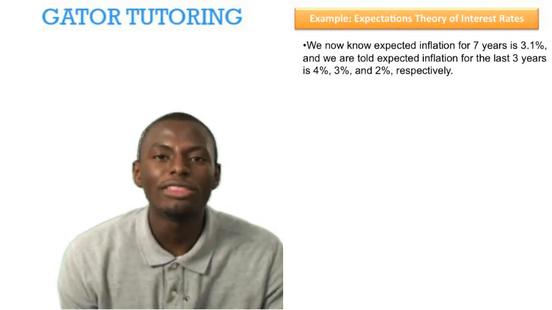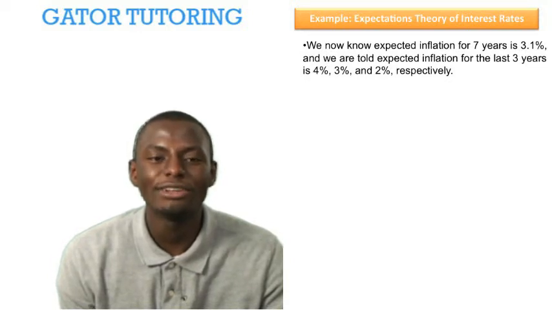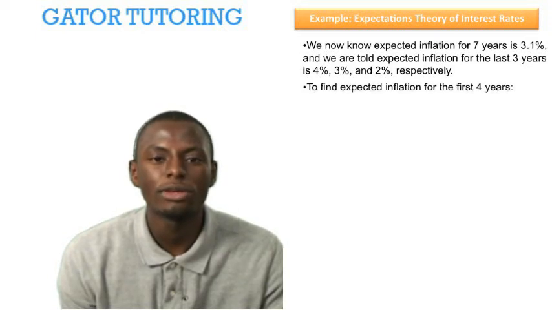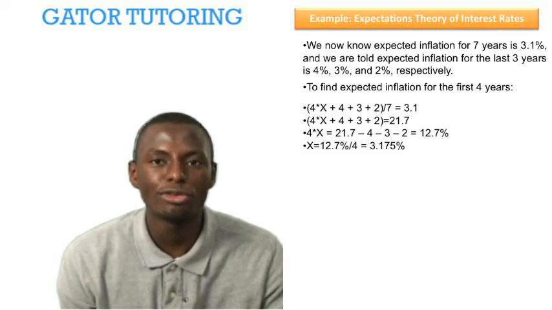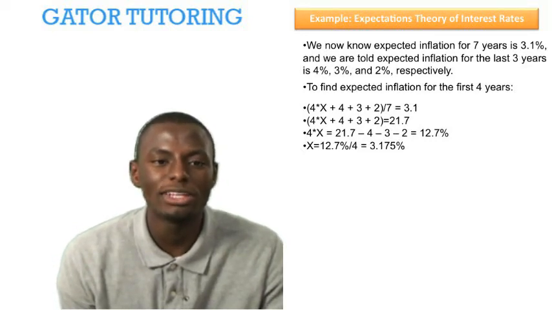So, we know that the expected inflation for 7 years is 3.1%, and we're told expected inflation for the last 3 years is 4%, 3%, and 2%, respectively. We need to find expected inflation for the first 4 years. So, to do that, we know that the expected inflation for the first 4 years is some quantity x, which we'll just assume is constant each year.